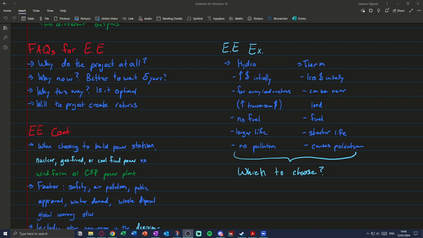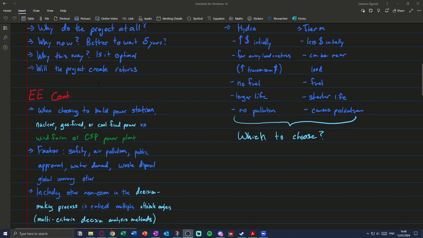And hydro plants don't create pollution, at least over the long term. It probably does when you're making it. And over the long term, thermal plants do create pollution. So which one do you choose? And it's a good question. Depends on whatever situation. It depends. That's the biggest thing that you're going to take away from all this.